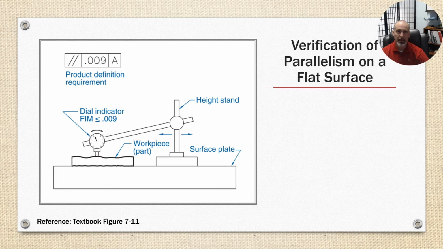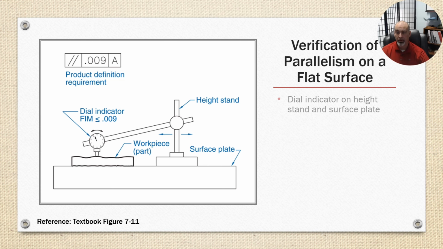Verification of parallelism of a flat surface. So here's an example of a setup where you're verifying parallelism. And I must note that first you have to check actually flatness, even if it's not called out. It's implied that a flatness tolerance is applied to both planes. So after you've checked the flatness on one side, you can come back and check parallelism.